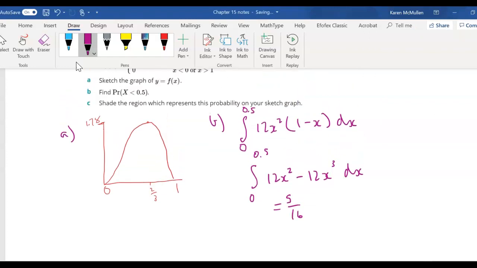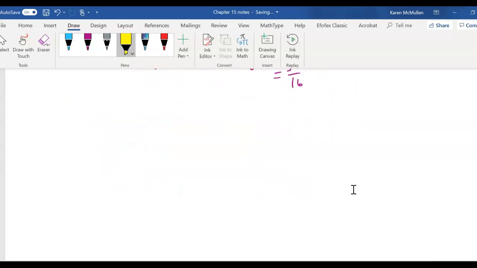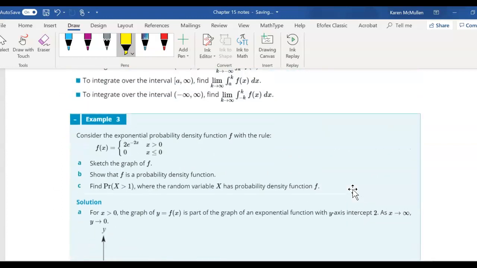Now, part C, it says shade the region which represents. Okay, so if I know that the turning point is at 2/3, so a half is less than 2/3, I'm just going to put that here, or halfway between 0 and 1 anyway. So there's 0.5. And I'm sorry, I just couldn't get the calculator doing this. So there's the shaded region that we just found. All right, let's move on.